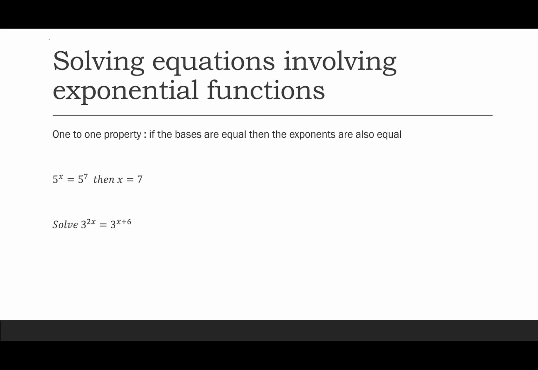This says if the bases are equal, the exponents are equal. So something like 5 to the x equals 5 to the 7th, that just means x is equal to 7. The bases were both 5, so the exponents have to match. Let's follow that same thought of 3 to the 2x equals 3 to the x plus 6. Both of the bases are the same, they're 3, which means we can say 2x equals x plus 6. This is a real quick one. I move the x over, it tells me x is equal to 6.